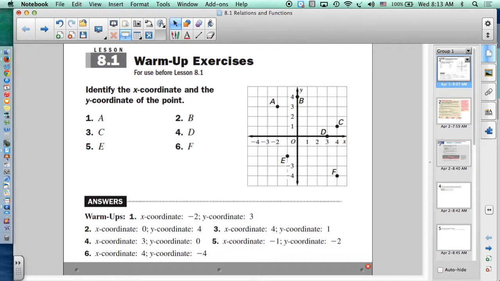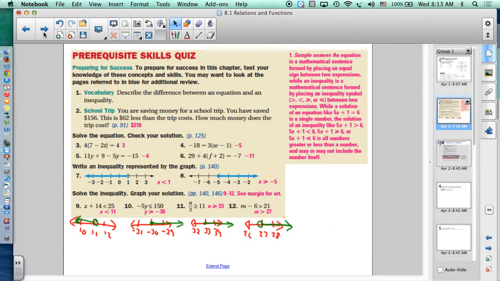You had an assignment also to go through your prerequisite skills for this chapter. Here are the answers for those. Please press pause and take a second to check your answers.